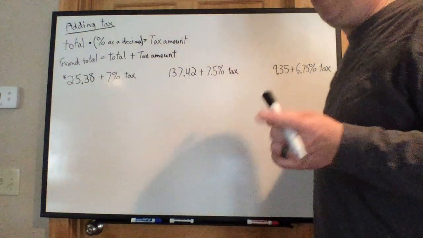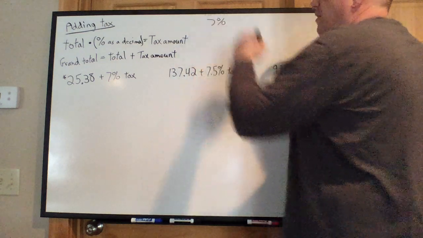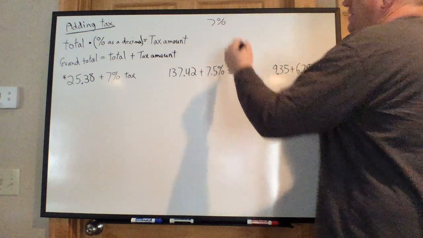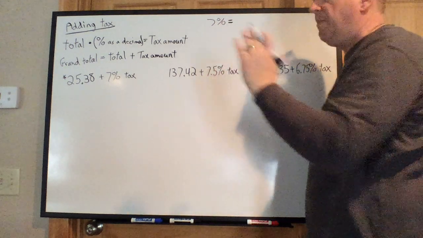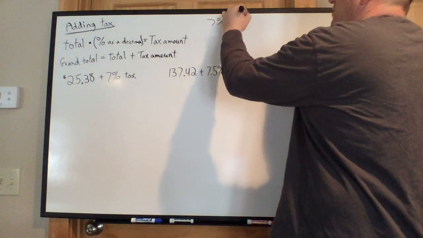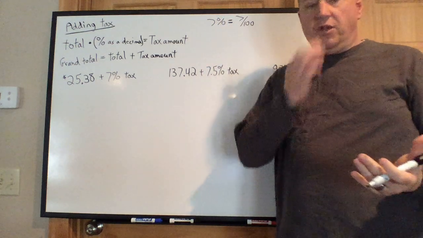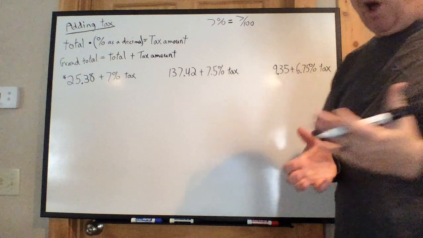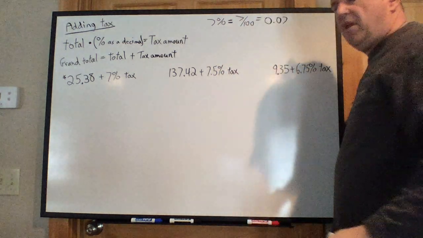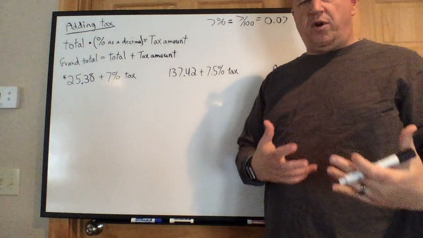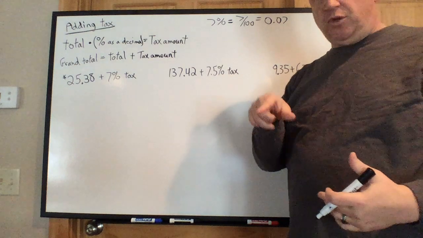If I have a 7% tax rate, really, if I write it as a fraction, and I realize I said we're going to do it as a decimal, but if we write it as a fraction, it's 7 out of 100. So if I actually do the division of that, it becomes 0.07. And the same thing works for all of our different rates. Remember, we divide by 100, we move the decimal 2 spots to the left.